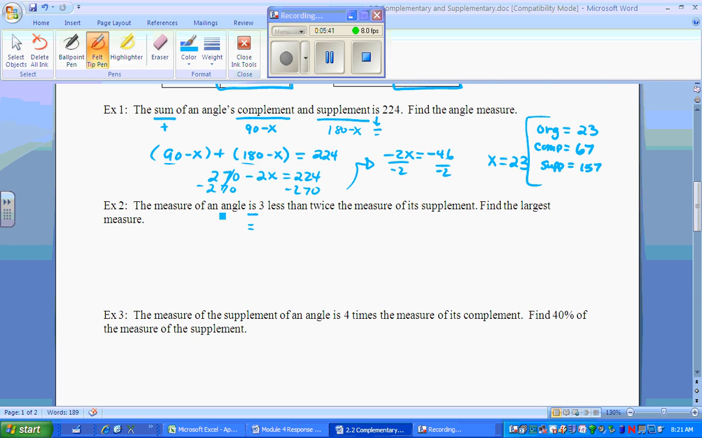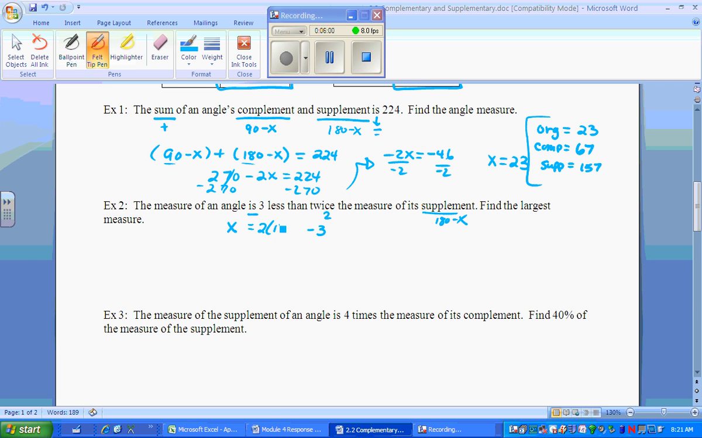The measure of an angle, if you don't know what it is, it's the original, so that's x, is 3 less than twice the measure of its supplement. Supplement is 180 minus x. You've got twice that, so there's 2 of those, and then it's less than 3. So the twice supplement is bigger than the less than 3. So the less than 3 comes at the end.